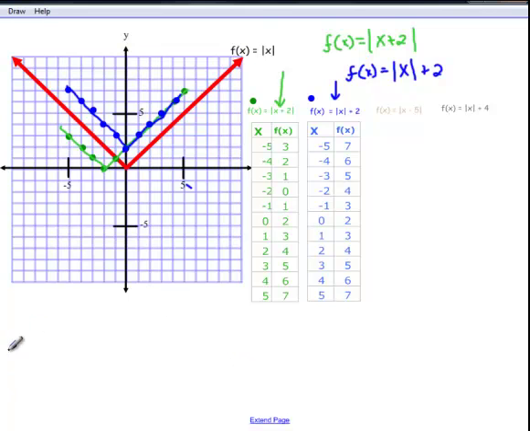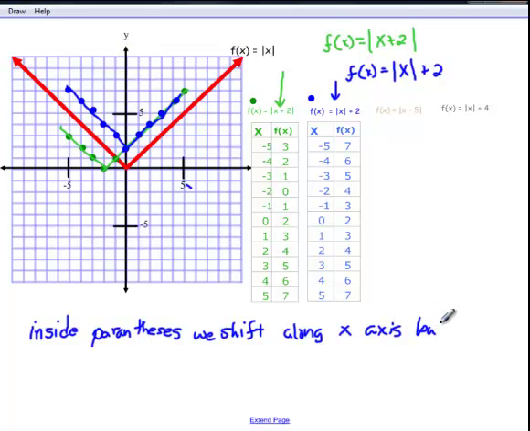So remember, inside parentheses, we shift along the x-axis, but in the opposite direction. All right, so if we come back here and we look at these graphs, we can see that that's what's happening.